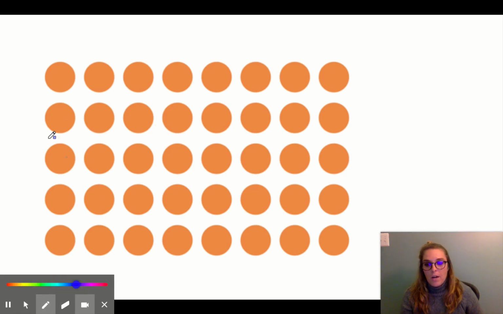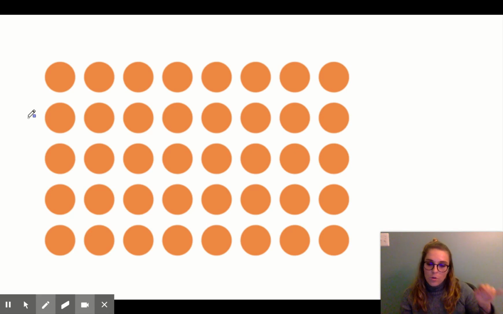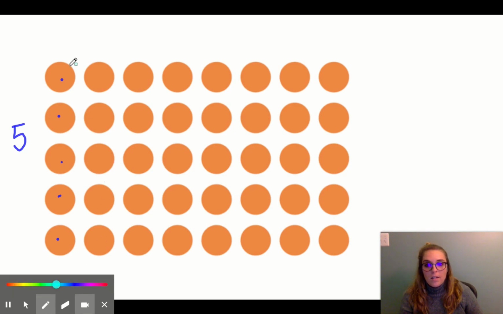But I really want our eyes focused. We're going to do blue and orange because, of course, wahoo wah. So I'm going to count my rows here. 1, 2, 3, 4, 5. So I know that these are 5 rows. Now I'm going to count my columns here. I'll do it in a darker color so you can see. 1, 2, 3, 4, 5, 6, 7, 8. So I know that there are 5 rows and 8 columns.